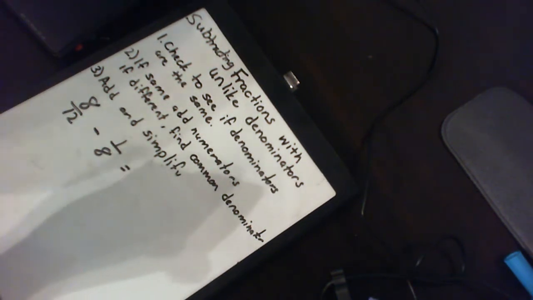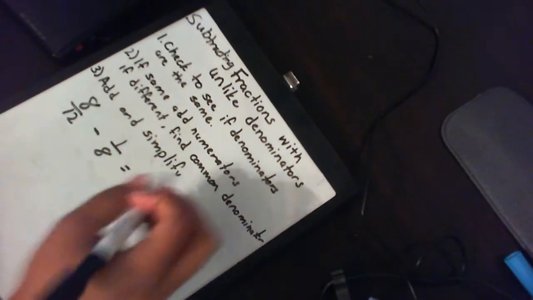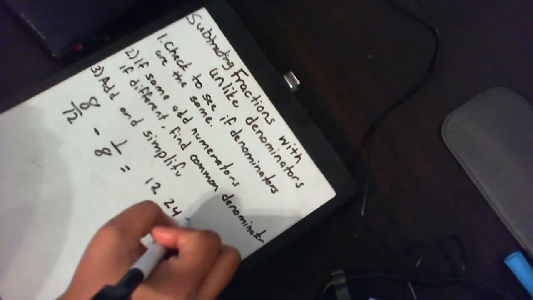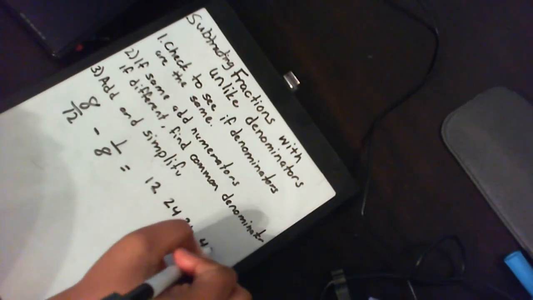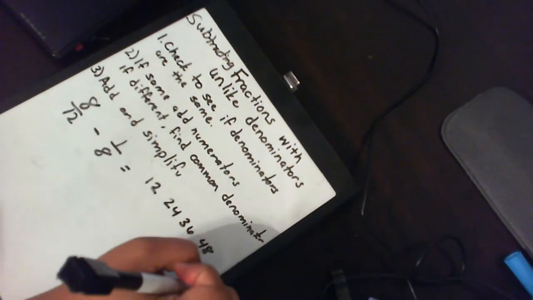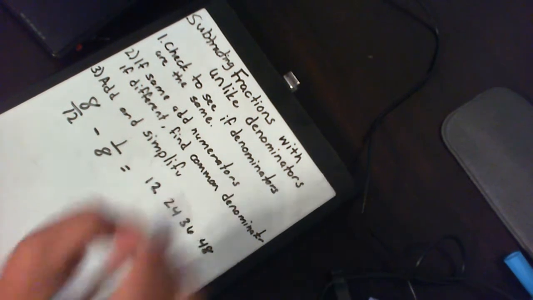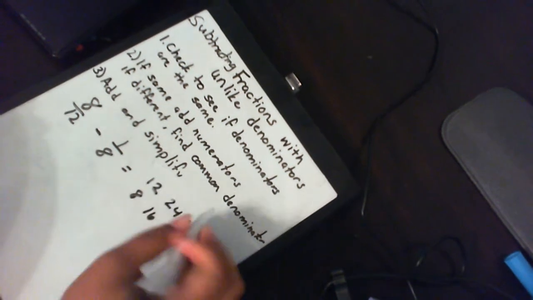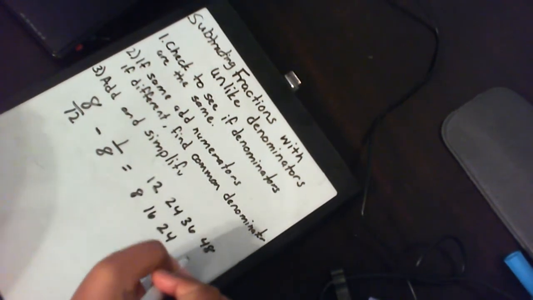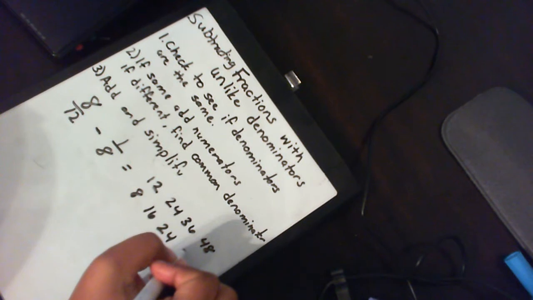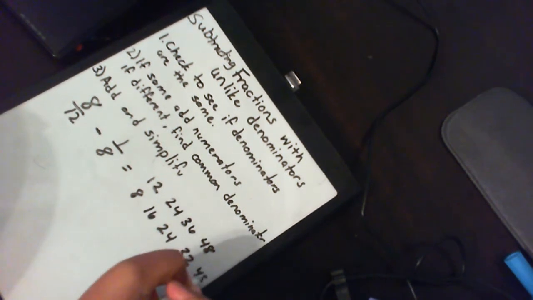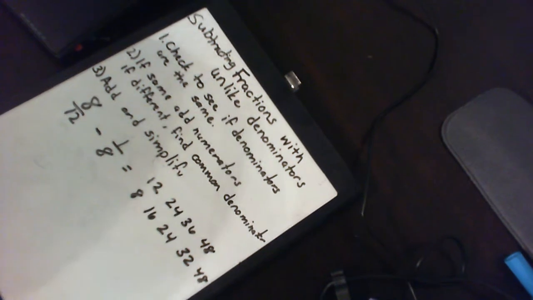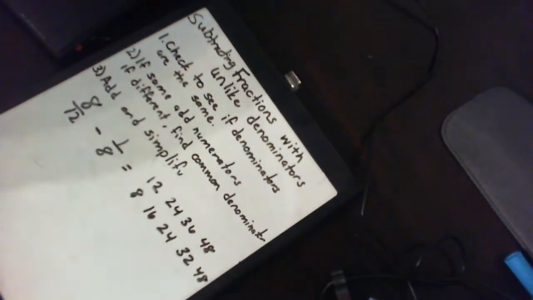So I am just going to model both ways. So we're going to list the multiples of 12, which would be 12, 24, 36, 48. And we would keep going, but just using my knowledge, I know 48 will get us close. So then we do 8, 16, 24, 32, 48. Alright? So now we find the number that's the same, the smallest number that's the same.